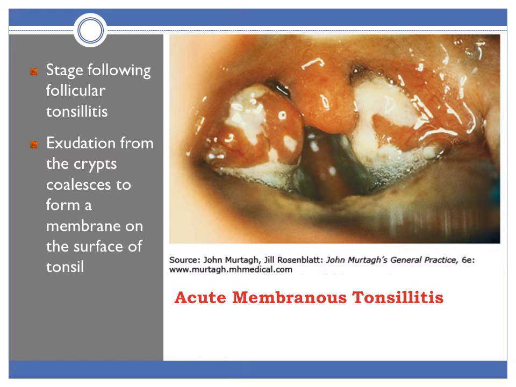Acute membranous tonsillitis is the stage next to follicular tonsillitis. The follicles that were earlier present over the crypts coalesce to form a membrane-like structure over the surface of the tonsil.